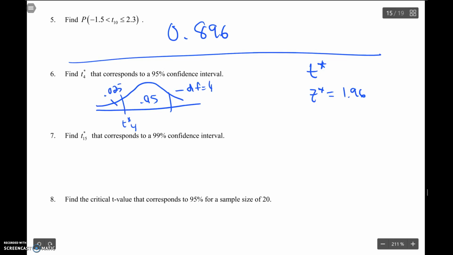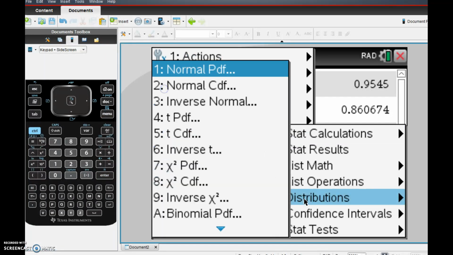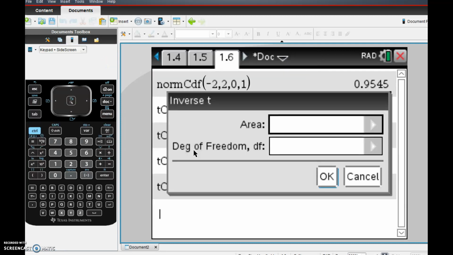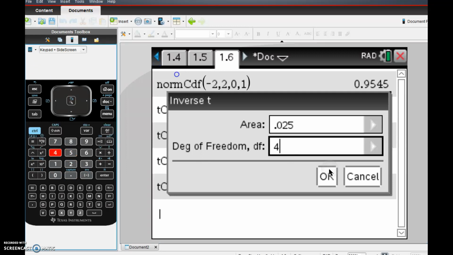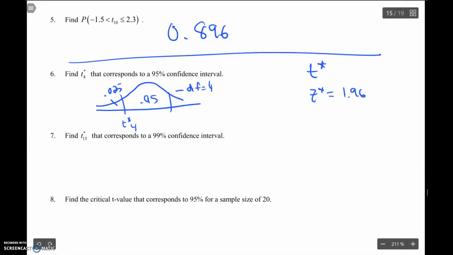We still got 0.025 on the tails, so let's put the left tail in. Now you're going to use an inverse t, just like you would use an inverse normal. Area to the left, 0.025. Degrees of freedom, I think it was 4. 2.776.